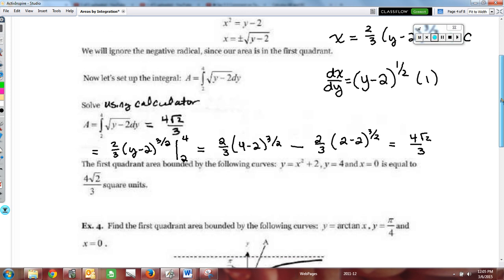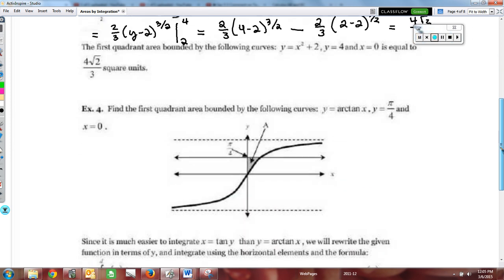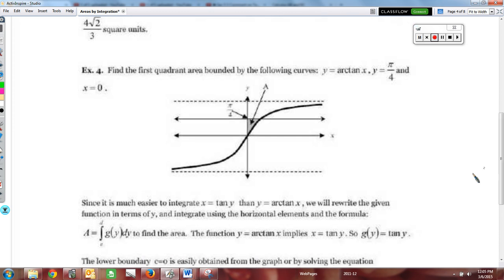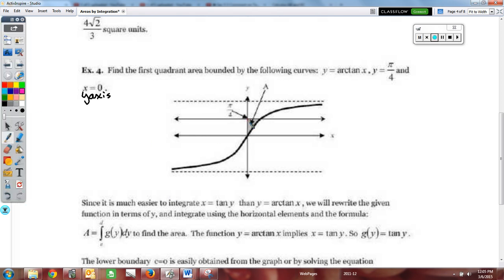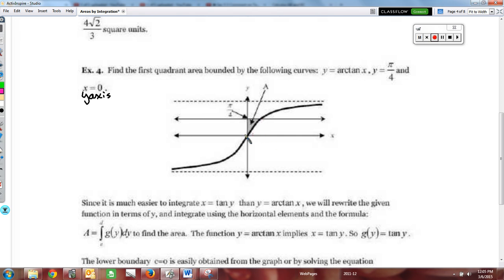So that's showing you the example of where we are basically going to the y-axis instead of the x-axis. Now we're going to look at example 4, another one here. So we have our curve, the arctangent. We have our line, y equals pi over 4, which is this line right here. And then we have x equal to 0, which is the y-axis. As soon as I see that the y-axis is involved in this, notice the x-axis is not part of the region at all.